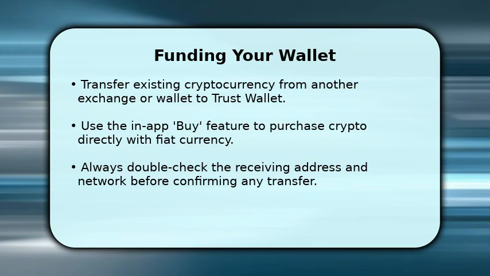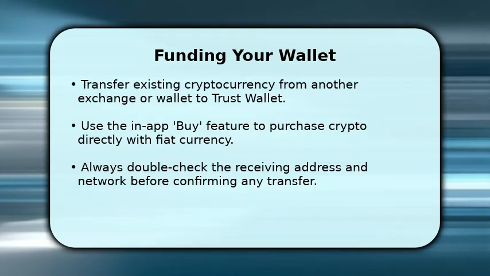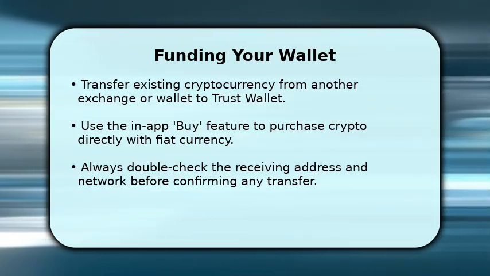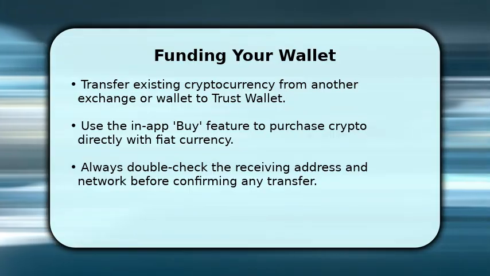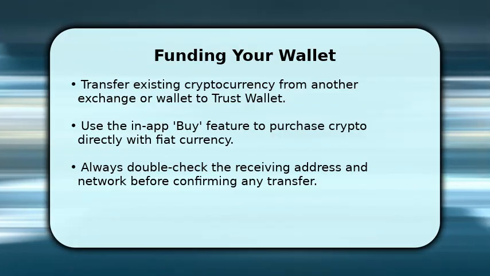You have two main options. You can transfer existing cryptocurrency, like Bitcoin or Ethereum, from another exchange or wallet directly to your Trust Wallet. Alternatively, you can use the convenient in-app buy feature to purchase crypto using fiat currency, such as US dollars or euros, through integrated third-party providers. Always verify the correct network and address for your chosen coin.